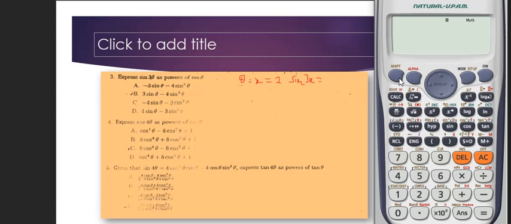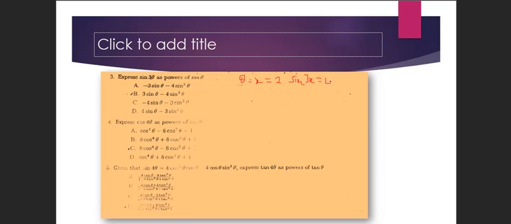So you punch sine 3x on your calculator, and then you click on solve. It will ask for the value for x. Our value for x is 2, so let's click on 2 and then click on the equal to sign. You will notice that sine 3x is equal to 0.1045. Okay, now let's proceed.